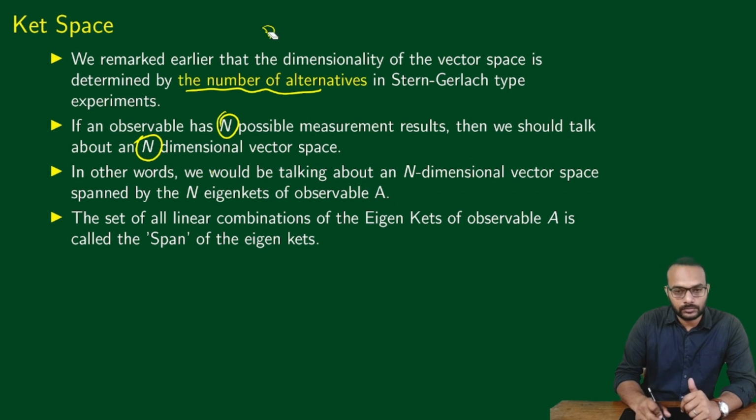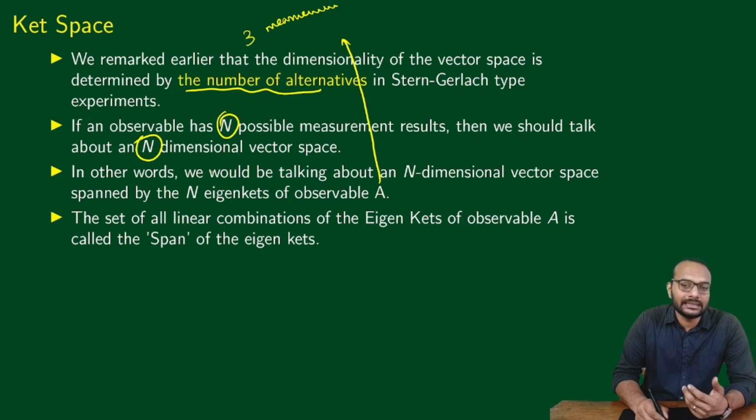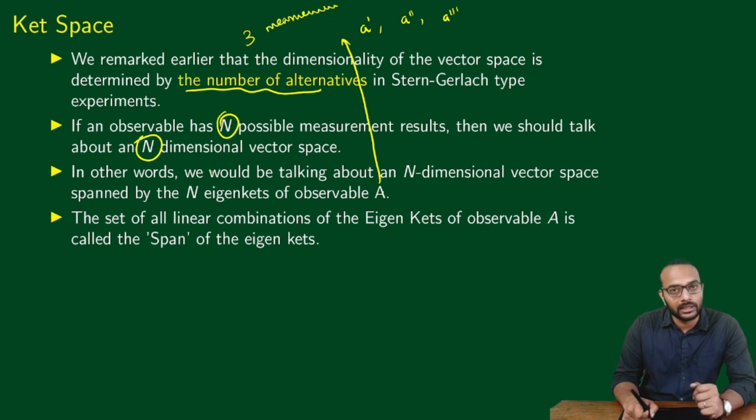Suppose corresponding to observable A, we have n measurement outcomes, and let's say 3, for example. The 3 measurement outcomes are A prime, A double prime, and A triple prime. These are the 3 possible measurement outcomes of operator A. Now, there are 3 alternatives, so we should use a 3-dimensional vector space to describe everything related to this particular observable.